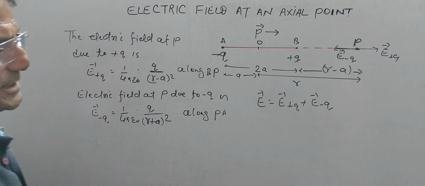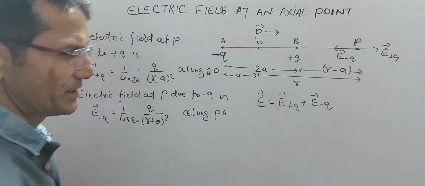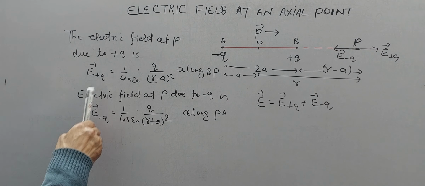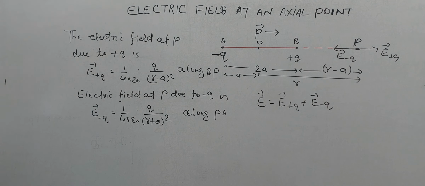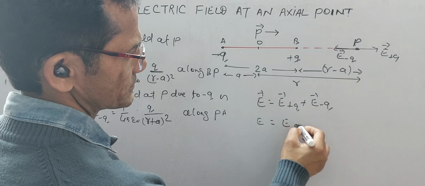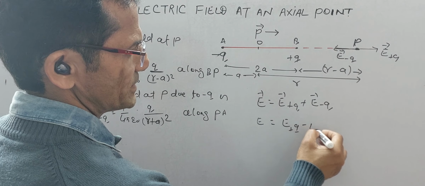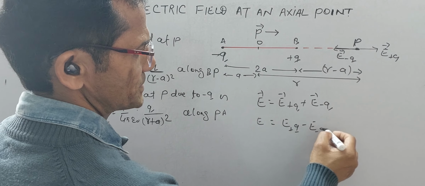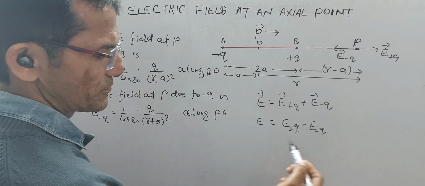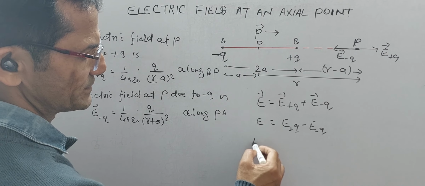Now since the angle between them is 180, and the magnitude of E plus is greater than the magnitude of E minus, the resultant magnitude will be the greater magnitude minus the smaller magnitude. I have utilized here the resultant of two vectors A and B.